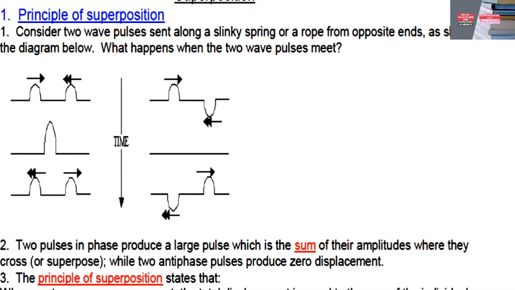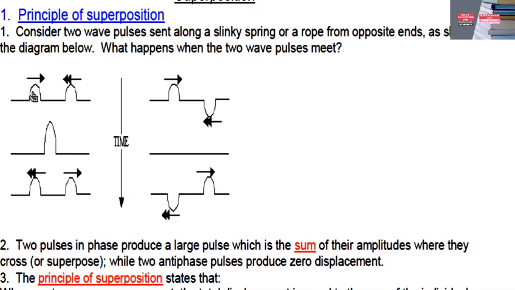One is moving to the right and the other wave is moving to the left. The wave moving to the right is shown by one arrow, and the other wave moving to the left is shown by two arrows. When these waves meet with time, so the time is going down, as you can see the amplitude increases.